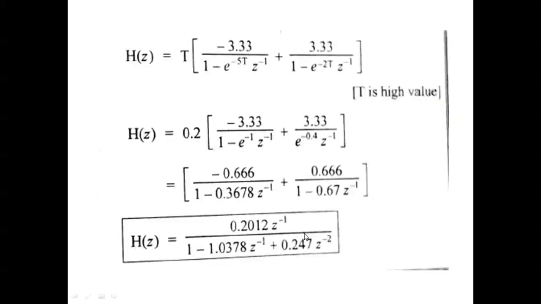So the impulse invariant method is mainly used to convert a system from analog to digital. Ha(s) is the analog and H(z) is the digital system. Okay, thank you.